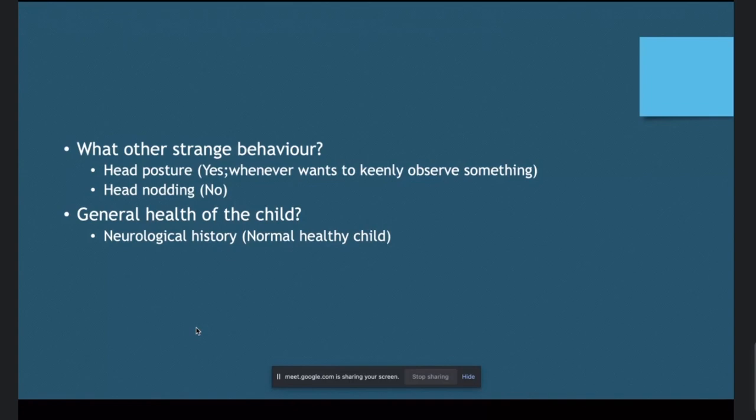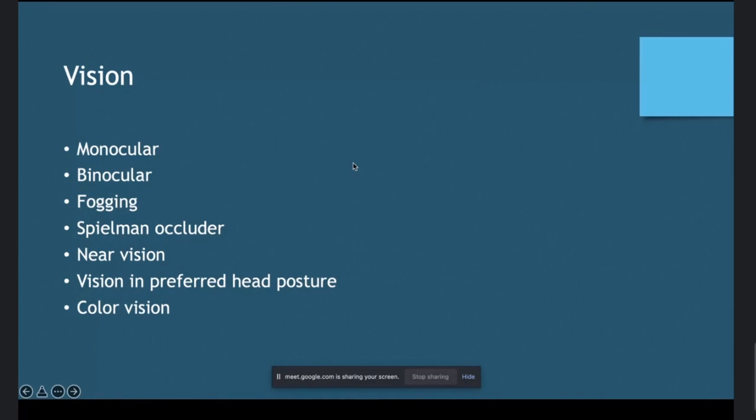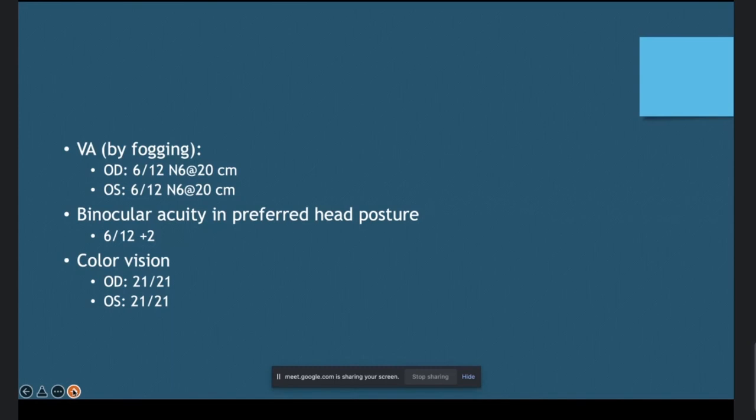The general health of the child is fine, absolutely fine. Now we checked her vision. You remember all the methods that I told you: monocular, binocular, Spielmann occluder. And this was her vision: 6/12 and 6/12 in both eyes. Binocular acuity in preferred posture was a little better. Color vision was normal. So you can say this girl has some reduction in vision, but otherwise nothing in the history suggests that she has a retinal dystrophy. Let's look at her.